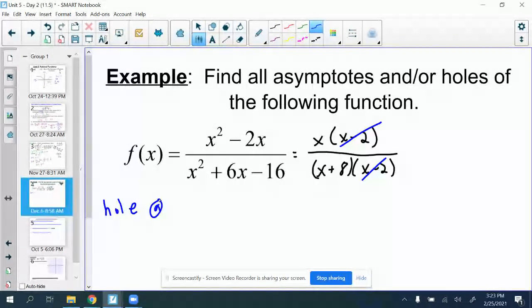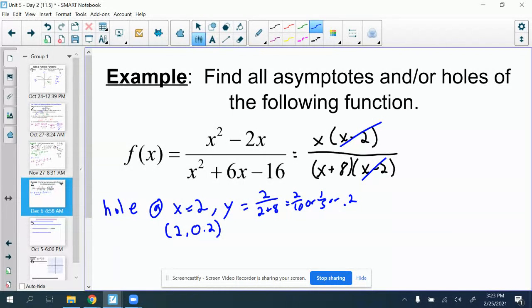So that means I have a hole at x equals 2, because x minus 2, if I set that equal to 0, would give me x equals 2. And my y value, what's left is x over x plus 8. So if I did 2 over 2 plus 8, that would give me 2/10 or 1/5 or 0.2. So my hole would be at 2 comma 0.2.